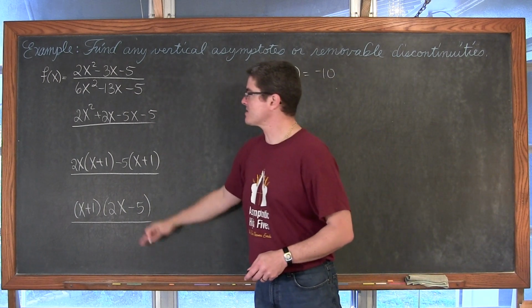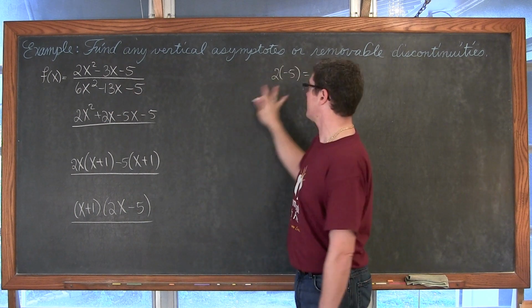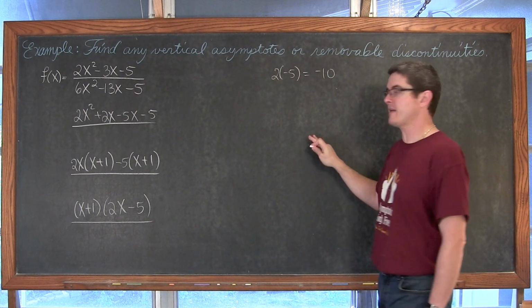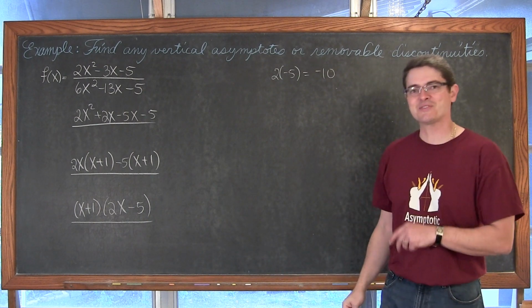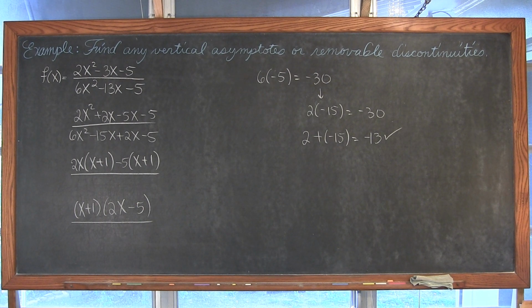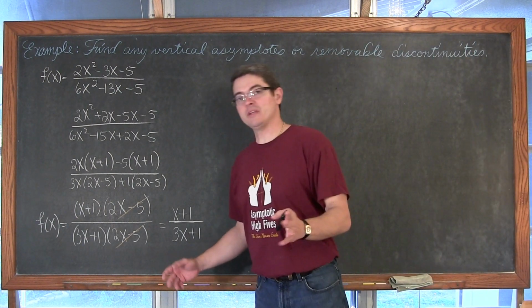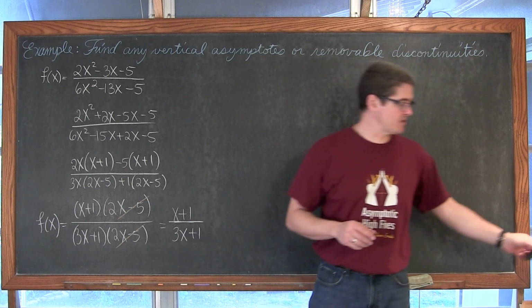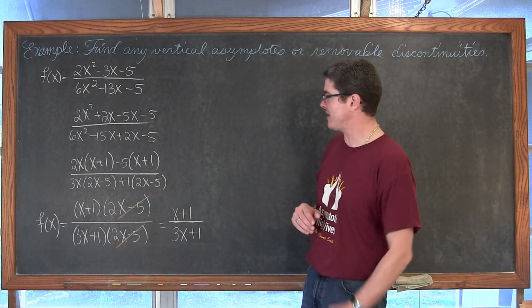So you repeat the process: take the leading coefficient and the constant, multiply them together, find a pair of factors that add to the middle term, and walk through this factoring, and I'll reveal it here in just a second. So we ended up with x plus 1 times 2x minus 5 over 3x plus 1 times 2x minus 5.